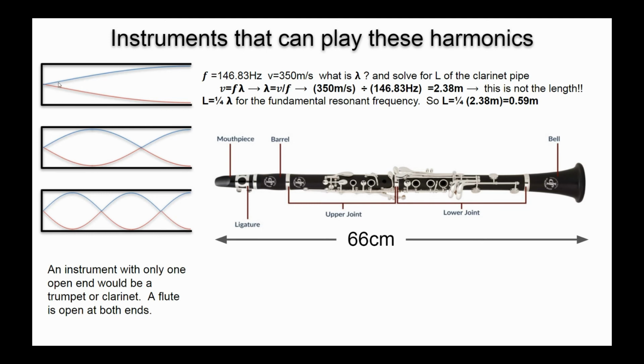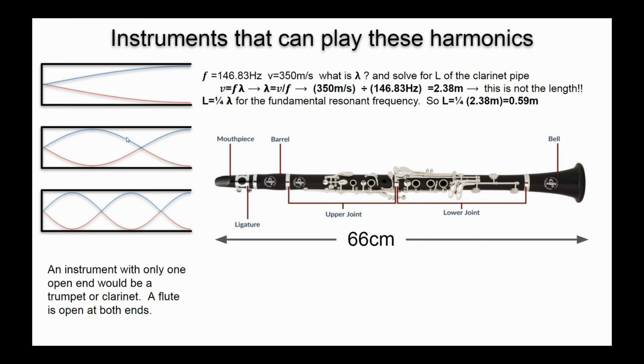But in the clarinet, on its fundamental tone, only 1/4 of that fits into the pipe. So we have to divide by 4. We get 59 centimeters is the position of the lowest note on this clarinet. And if you look from mouth to the end is 66, and there's the hole for the lowest note right there. So it's pretty close.